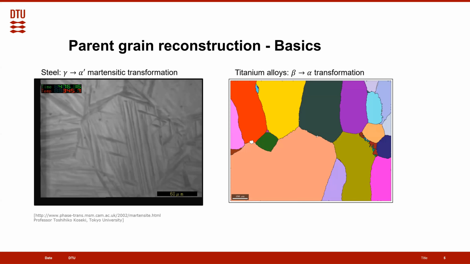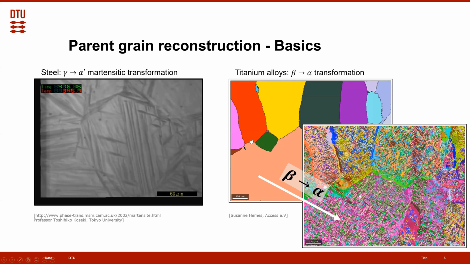Another quite famous one is the beta to alpha transformation in titanium alloys. This is a diffusional transformation that happens, and from this high temperature beta microstructure, we end up having an alpha microstructure, and we can see that all those parent grains here, so these are the beta grains, are being basically fragmented into a lot of small child grains. And the whole purpose of parent grain reconstruction is, given a map of those child grains, can we reconstruct the parent microstructure? That's at the end of the day all we want to do.